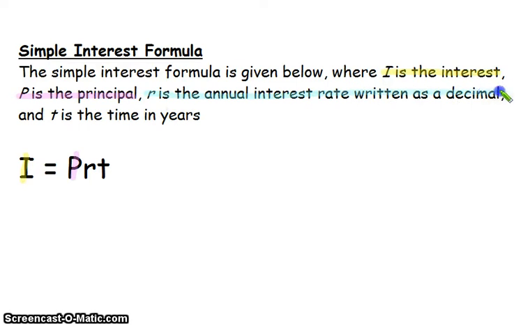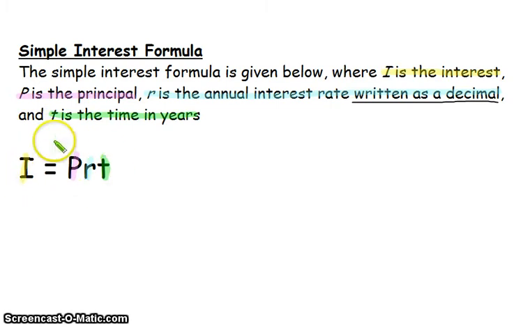And what's important about that, I'm actually going to highlight it and then underline it. It's written as a decimal. It's very important that you write your annual interest rate as a decimal. That's your R. And then the last one is your T, which is time in years. If they give it to you in months, you've got to convert that into years. So time must be in years.